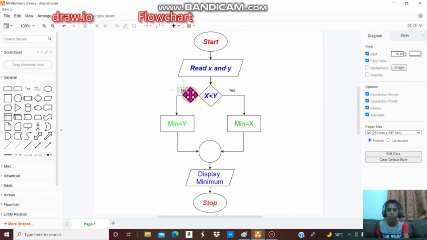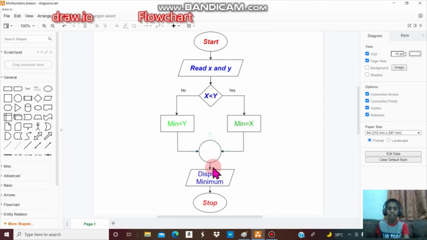If it is no, then the minimum number will be Y. But if it is yes, the minimum number will be X, because X is less than Y. They are saying no. That means Y is less than X. But if it is yes, they are saying that X is less than Y. And then we have two flow lines connecting to one connector. That's why we need a connector, to join the flow lines.